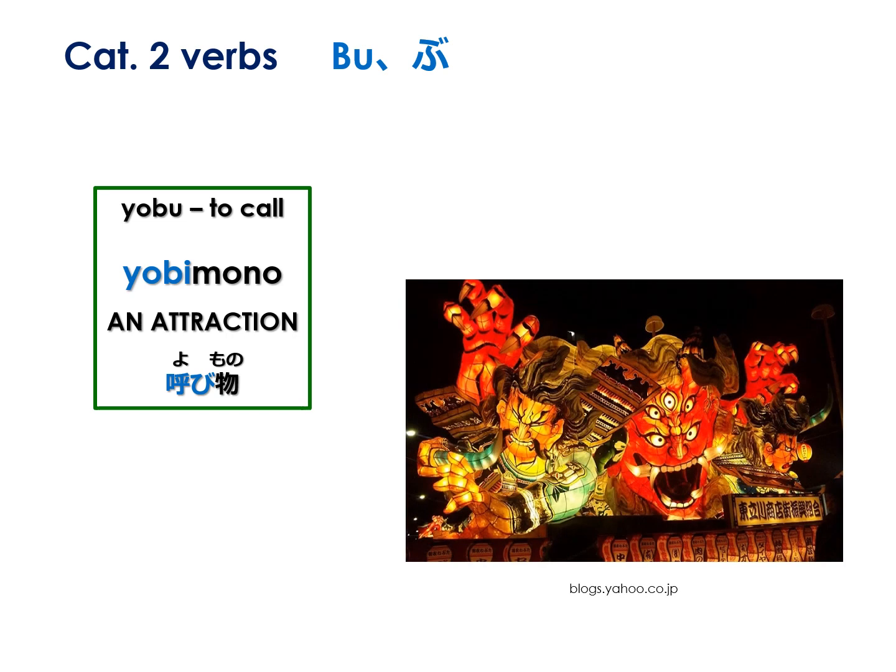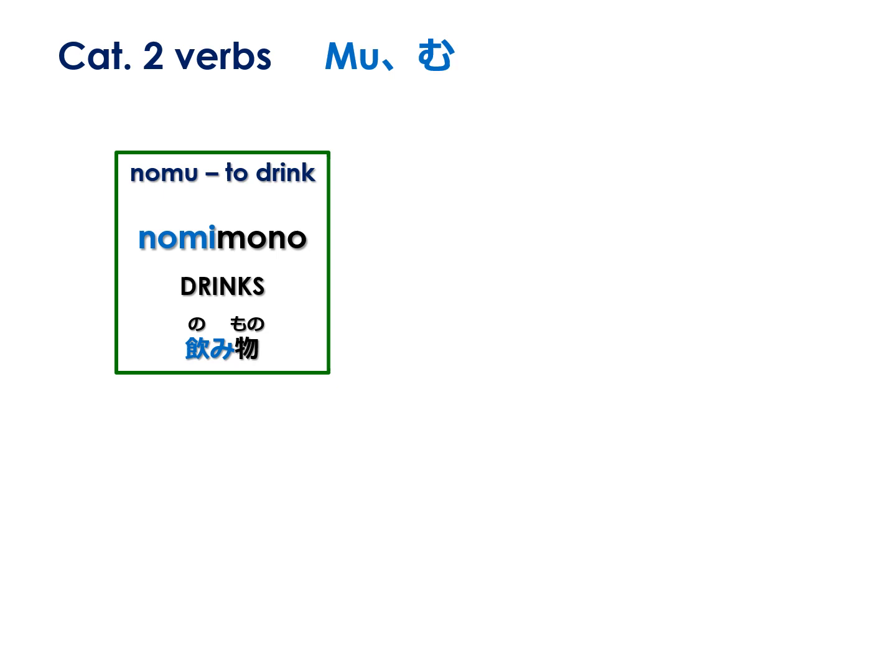Now this is a float from the Aomori Nebuta Festival, which is held in Aomori Prefecture in the summer. The floats feature warrior figures and are brilliantly illuminated at night. A very beautiful sight. We had this earlier.